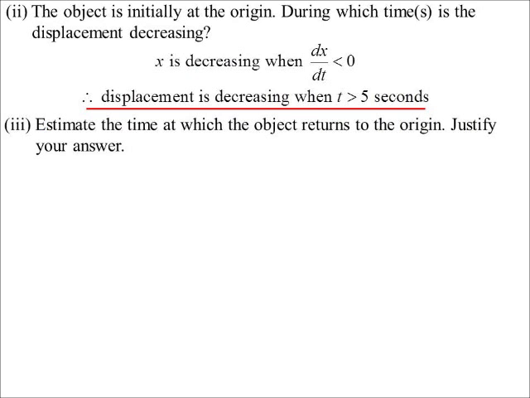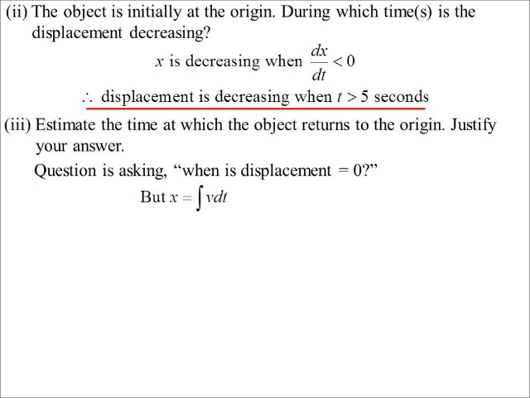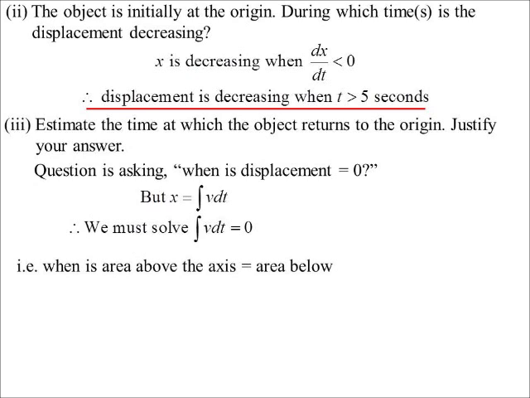So they now want us to estimate when the object returns to the origin. Remember they told us it started at the origin. So what they're really saying is, it's similar to that last question, when is displacement equal to 0? Well, displacement is the integral of velocity. So we want to know when the overall integral is equal to 0. So again, we say, well, okay, when is the area above equal to the area below?